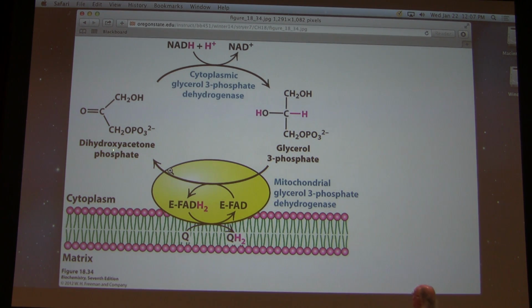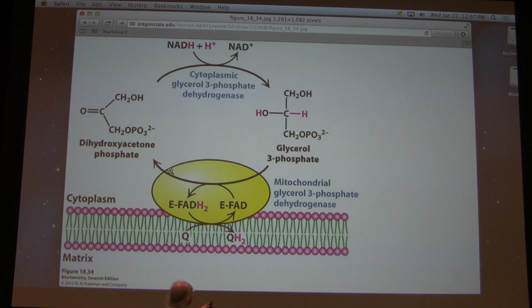If we look out in the cytoplasm, we have dihydroxyacetone phosphate. That's a byproduct of glycolysis. Dihydroxyacetone phosphate can gain electrons and protons and become glycerol 3-phosphate. That's what's happening here. So we see NADH produced in glycolysis that now is becoming glycerol 3-phosphate. Why glycerol 3-phosphate? Because glycerol 3-phosphate can move its electrons into the mitochondrial inner membrane.